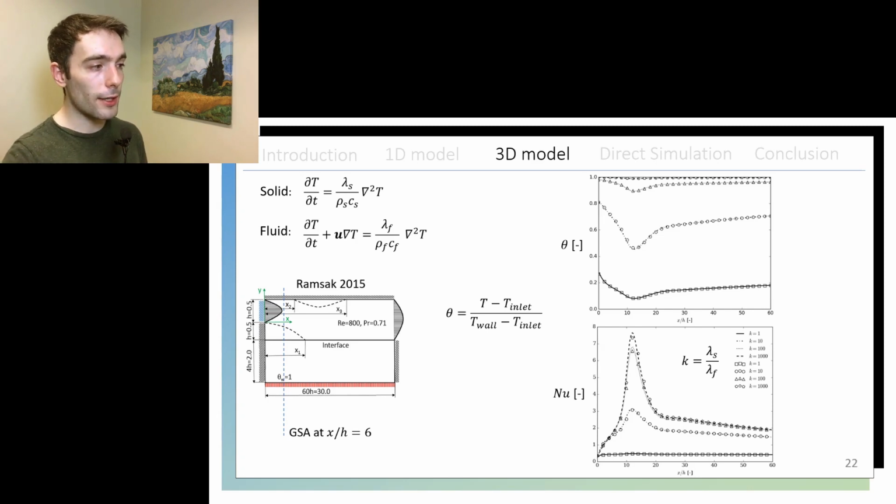So after doing the grid sensitivity analysis in the middle of the first separation, you can see the solutions on the right side of the slide. On the top for the dimensionless temperature and at the bottom for the Nusselt number, both at the interface between the solid and fluid domains. The different lines represent different ratios between the solid thermal conductivity and the fluid thermal conductivity. And in all cases, it's pretty close to the benchmark provided by Ramsack.